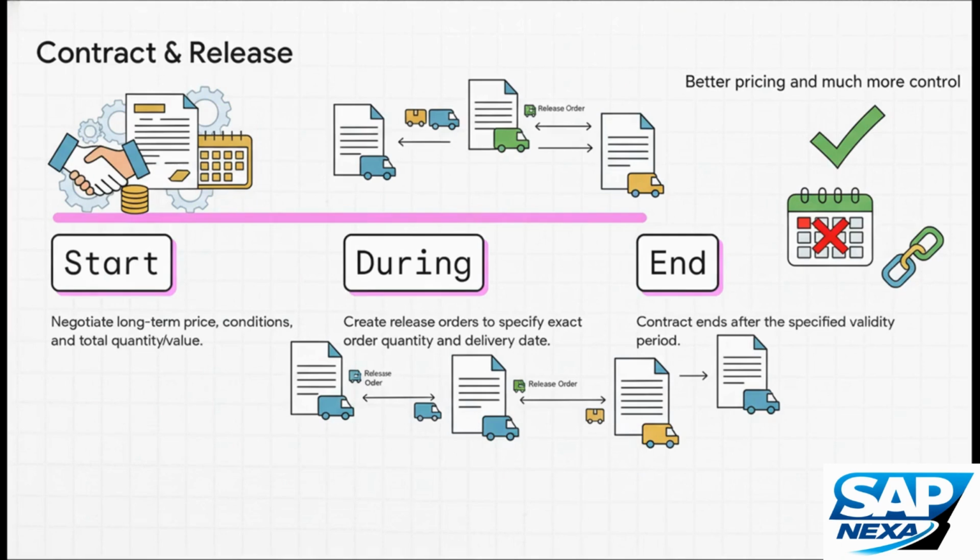You negotiate a great price with a vendor based on a big total quantity you promise to buy over, say, a year. Then, instead of making new POs all the time, you just issue little release orders against that big contract. This saves a ton of time, and because you committed to a higher volume, you almost always get better pricing and more predictable spending.